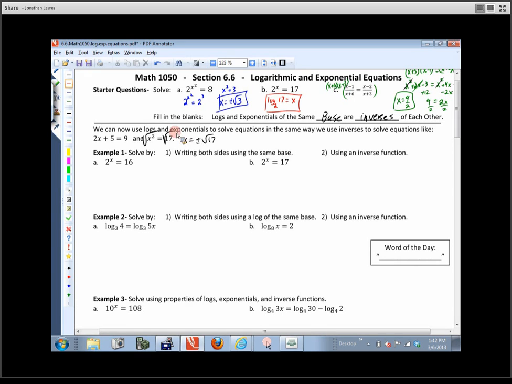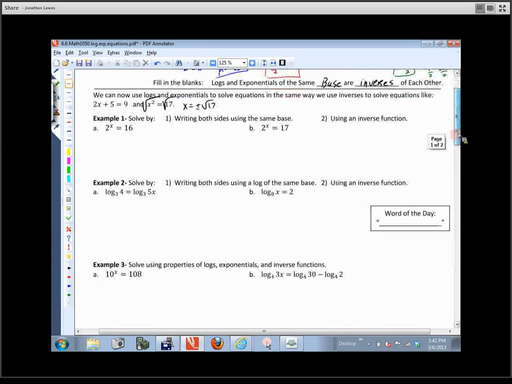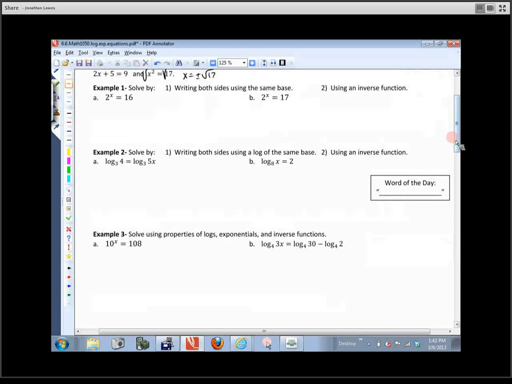Okay, well, the idea in this section is we want to be so familiar and so good at working with logarithmic and exponential functions that we can use them to solve logarithmic and exponential equations using inverse operations. So I'm going to show you a couple different techniques on each one of these problems right here. So these are exponential equations, and it says solve by writing both sides using the same base, which on this problem is very easy.